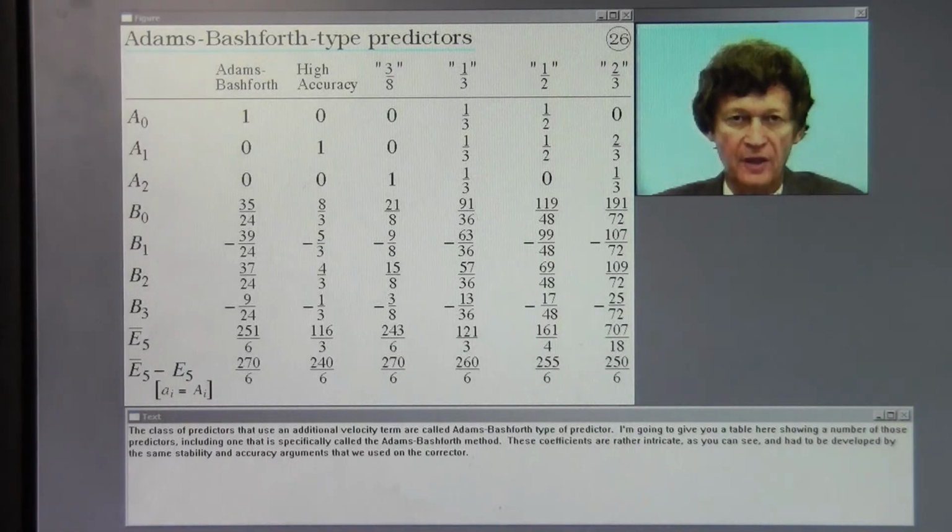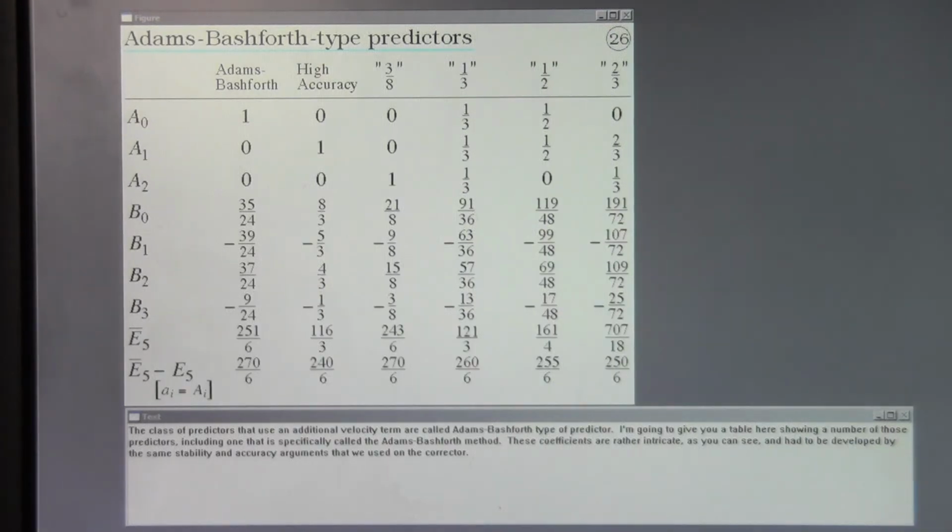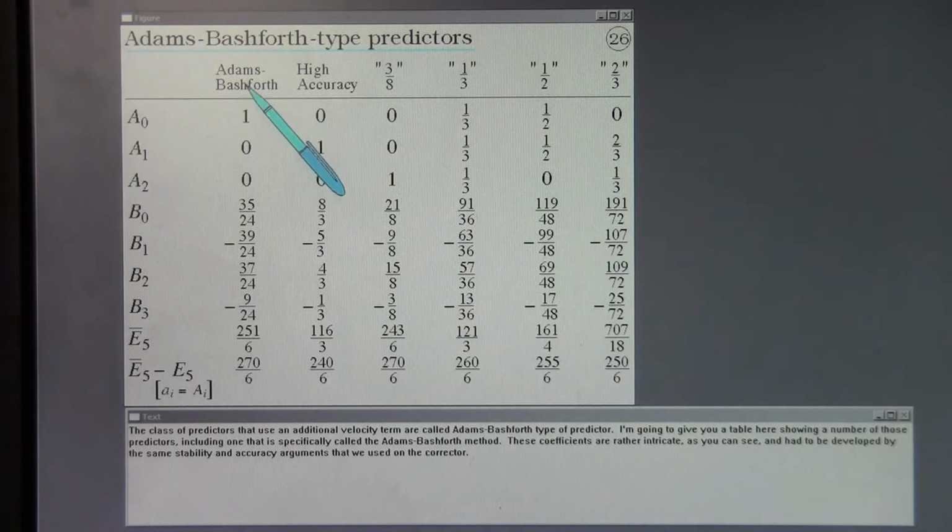The class of predictors that use an additional velocity term are called Adams-Bashforth type of predictor. I'm going to give you a table here showing a number of those predictors, including one that is specifically called the Adams-Bashforth method. These coefficients are rather intricate, as you can see, and had to be developed by the same stability and accuracy arguments that we used on the corrector.